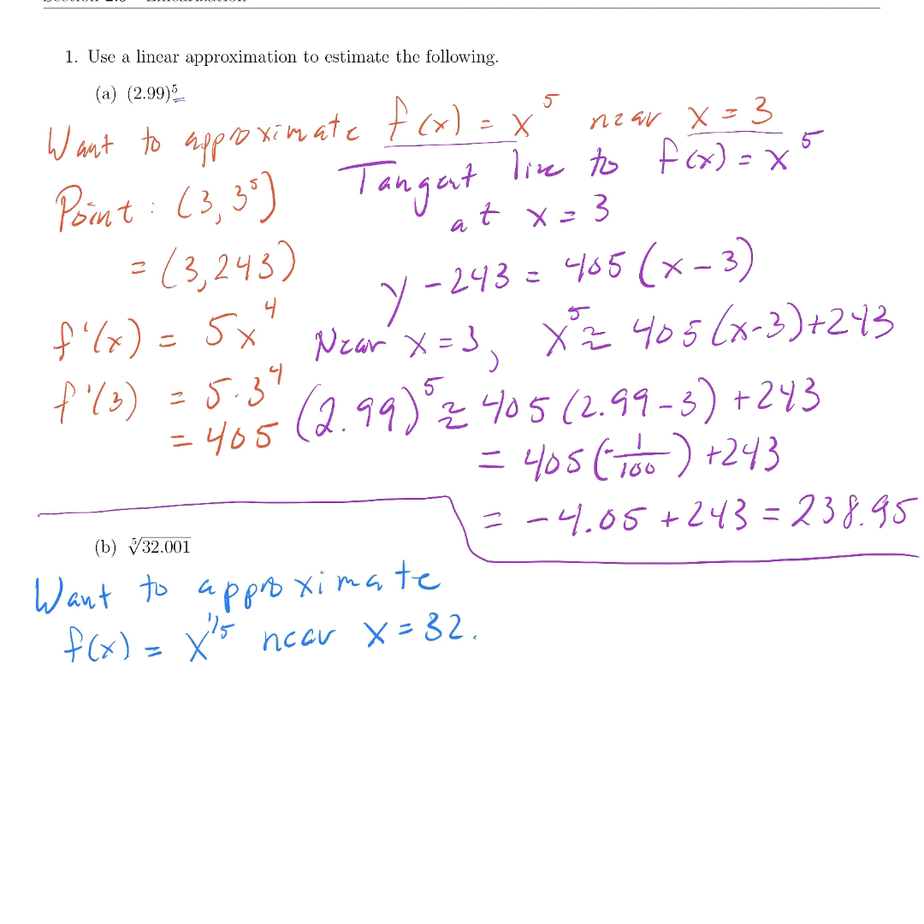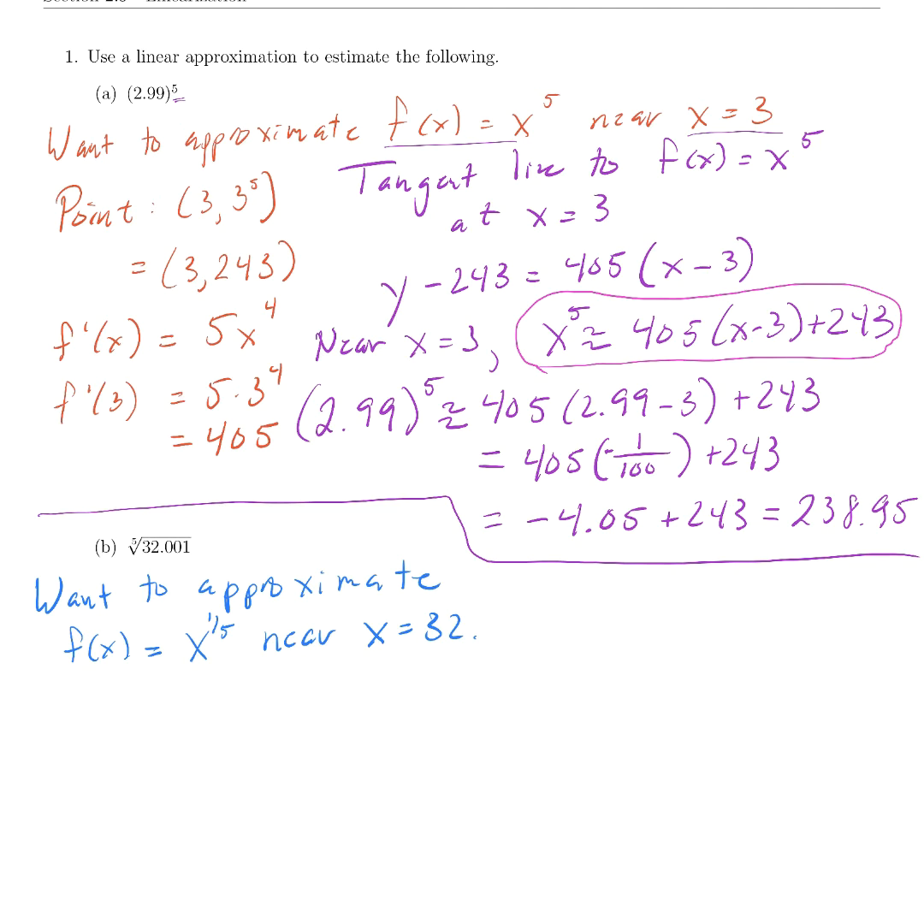So our point for the tangent line is 3 to the fifth, or 3 comma 243. The derivative is 5x to the fourth, so f prime of 3 is 405. So our tangent line to x to the fifth at x equals 3 is y minus 243 is equal to 405 times x minus 3. Bring the 243 over, and then we get an approximation for our function x to the fifth. Here it is. It's approximated by that tangent line for values that are close to 3.